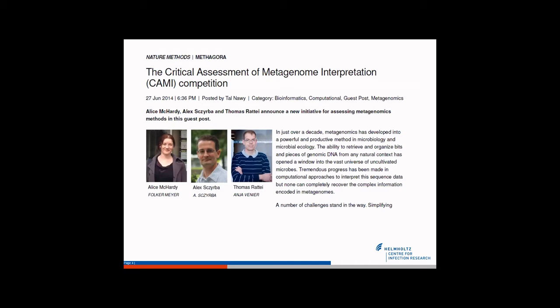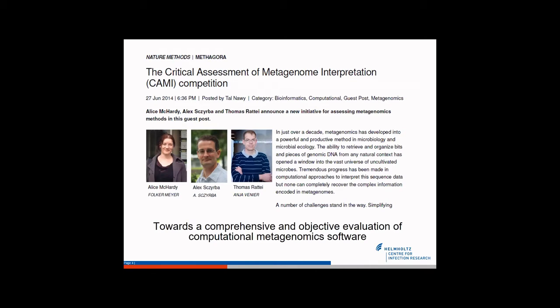And that's why together with Alex and with Thomas Rattei, we founded CAMI in the scope of a metagenomics program running at the Isaac Newton Institute in Cambridge. And we got a lot of really good feedback starting right then, and continue to gather this and organize meetings for people to provide input over the following years. And the aim is really to be able to provide a comprehensive and objective evaluation of computational metagenomics software to help everyone to see what their methods are good for, what they can be used for, and for applied researchers to quickly find what they're looking for.